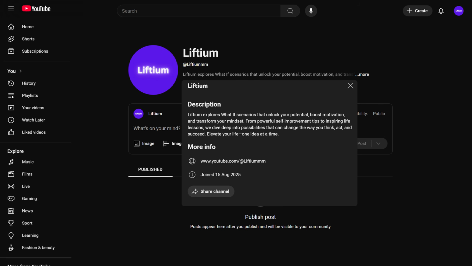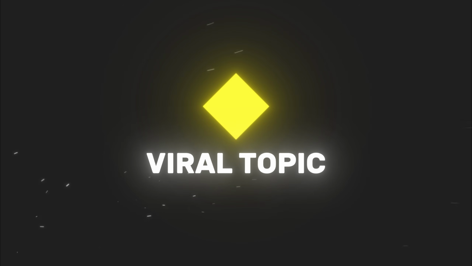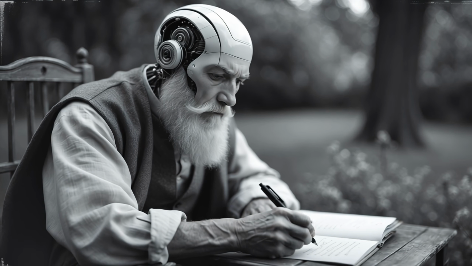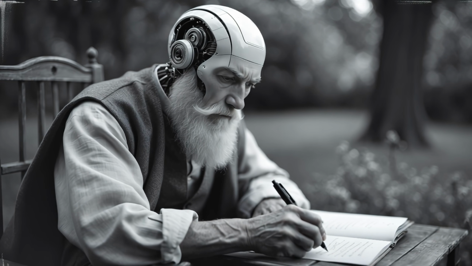As you can see, we've made our channel look good and optimized for the algorithm. So we're finally ready to create our first video. The first thing we got to do is pick up a viral topic. To do this, we're going to again use ChatGPT as our topic generator and script writer.